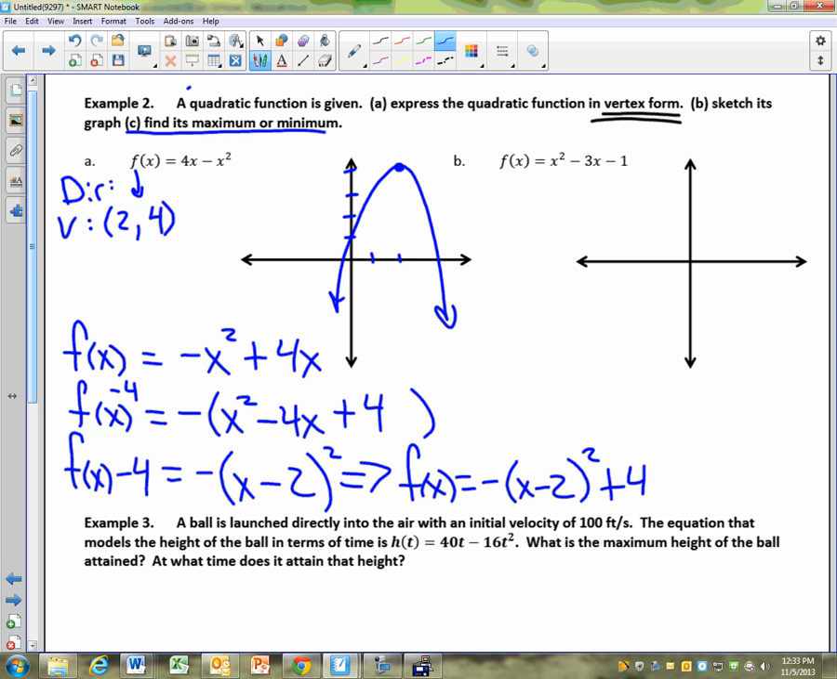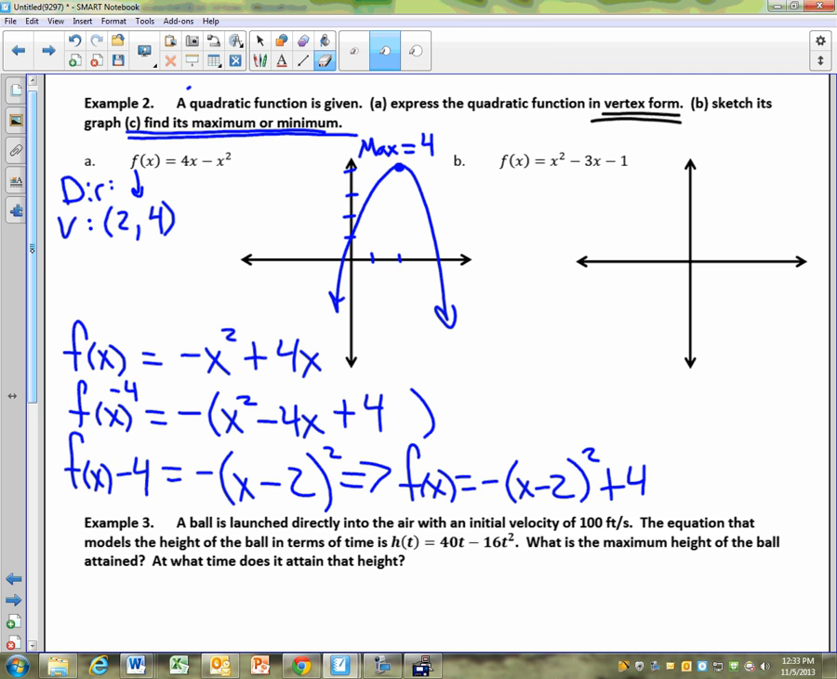And then the last part is find its maximum or minimum. Does this graph have a maximum value, or does it have a minimum value? Maximum. What is the maximum y value that it achieves? 4. And I'm done. Got it?